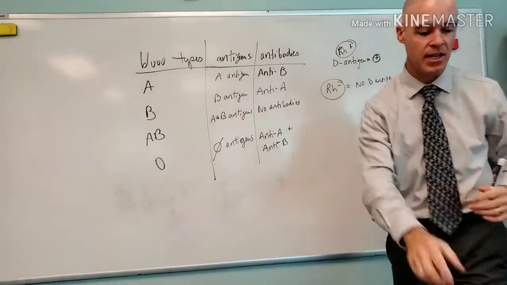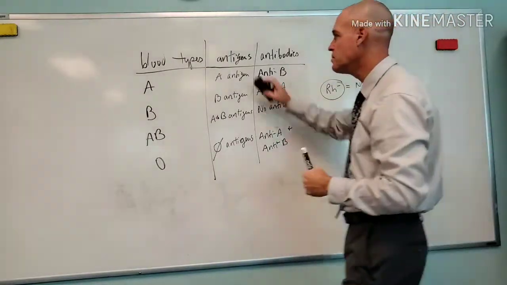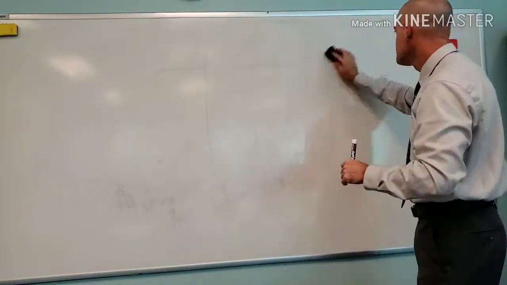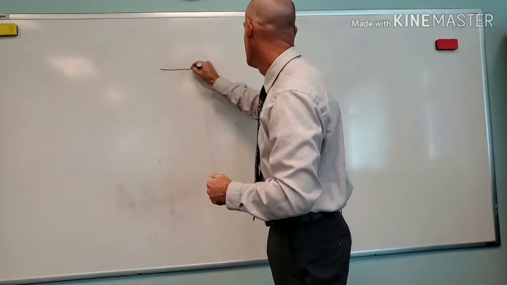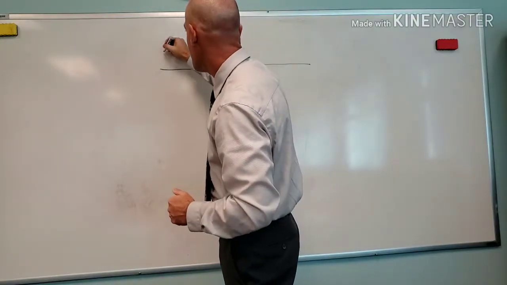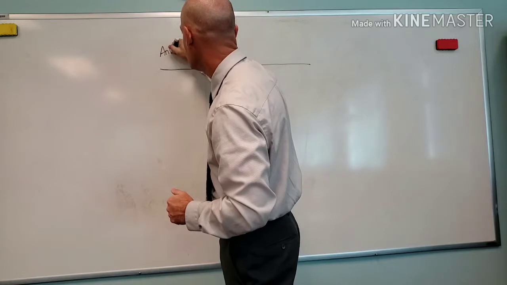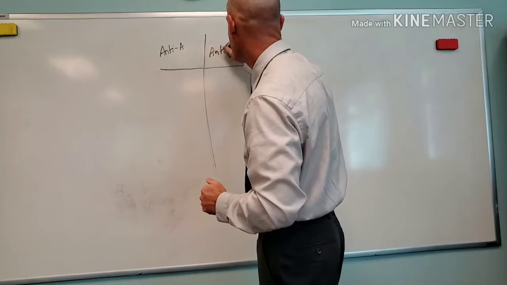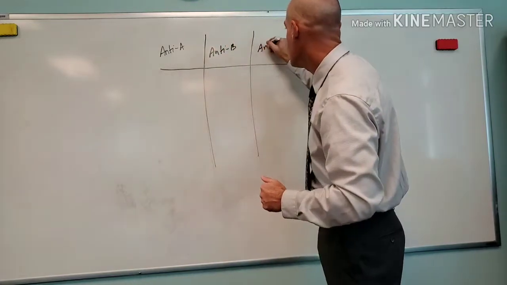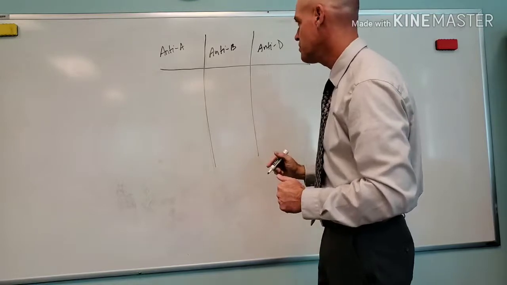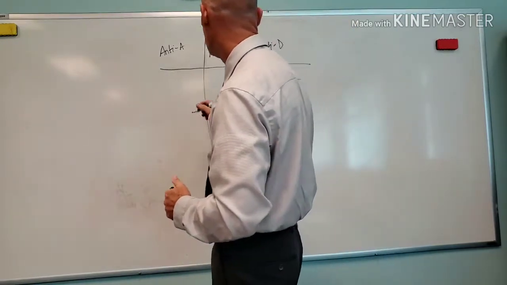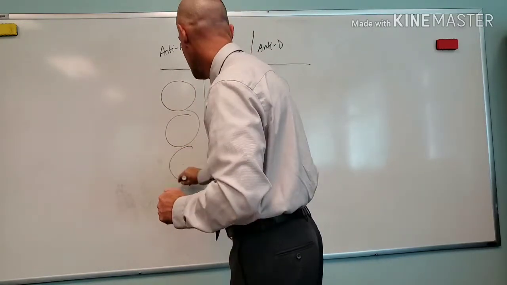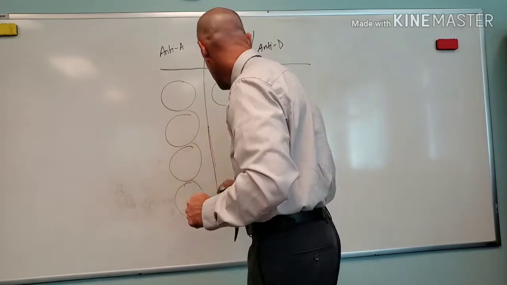Now, how would you test it? Testing it helps you better understand. So let's just make a little table here. Okay? So let's say that I have A antibodies. We're going to write them as anti-A. I'm going to have B antibodies, and I'm going to have D antibodies just for testing purposes. Okay? What I'm going to do is, I have enough room here. I think I do.